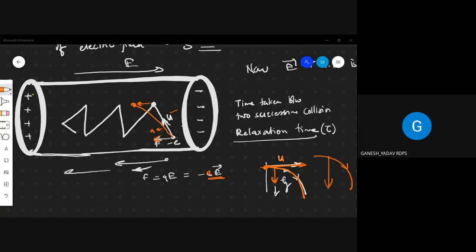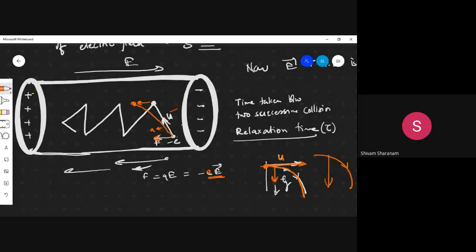Yes, sir. So this velocity which it is gaining because you have applied the electric field, that velocity we call drift velocity. Is that clear? Yes, sir. And the drift velocity we do not calculate for a single electron. We calculate for all the electrons. Is that clear? Yes, sir. Now tell me, all the electrons will be drifted in that direction? Yes or no? Yes, sir.